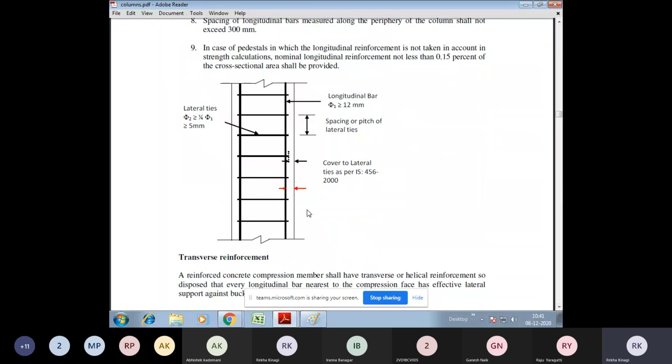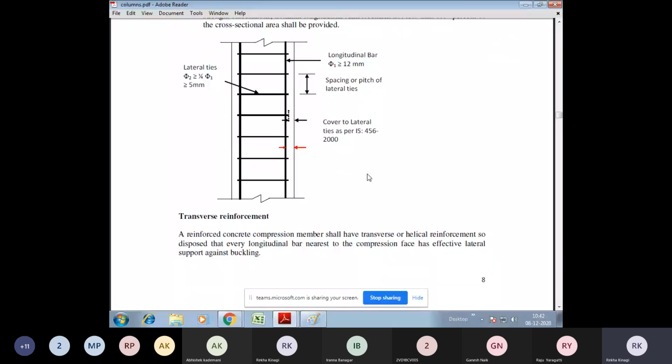So here if we see the longitudinal section, this is along the length of the column, and these horizontal bars are called lateral ties, and this vertical bar is called the longitudinal bar. The spacing between the lateral ties we call the pitch of the lateral ties. And this distance from this bar to the face of the column we call the cover to lateral ties as per IS 456.